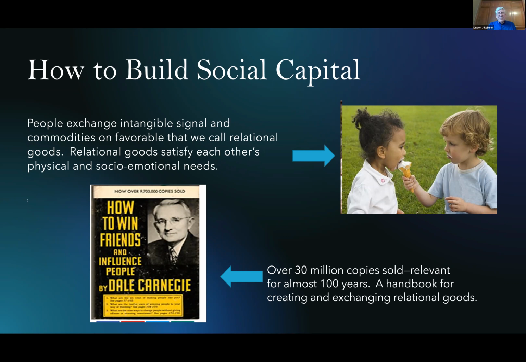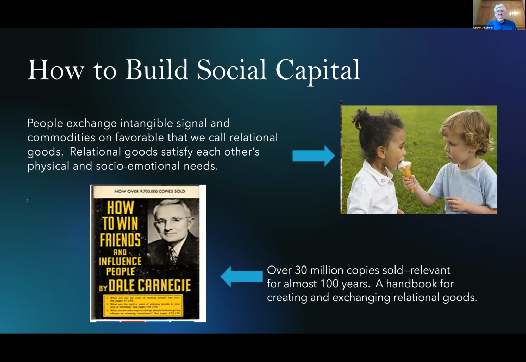So what is it that social capital produces? It produces an intangible signal that provides validation, signals of inclusion, self-worth, and a sort of wider connection.